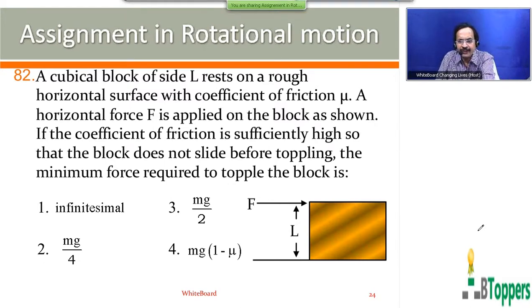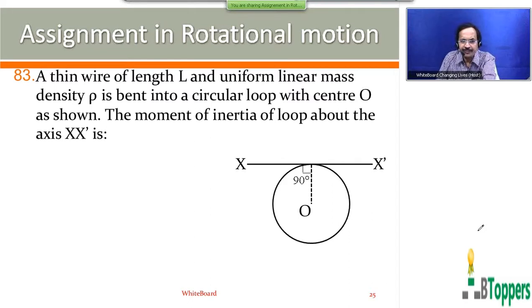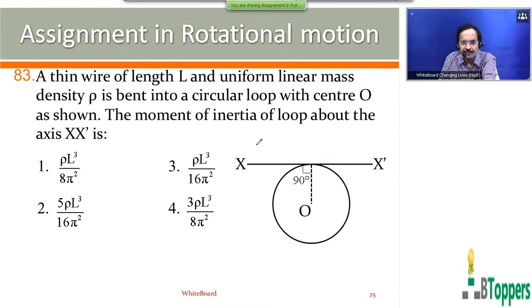I am going to show the next question on screen. See the question number 83. A thin wire of length L and uniform linear mass density rho is bent into a circular loop with center O as shown. The moment of inertia of the loop about the axis XX dash is. That means this XX dash represents the axis. You can show it as a broken line. Come on, take a pause and finish trying the question.